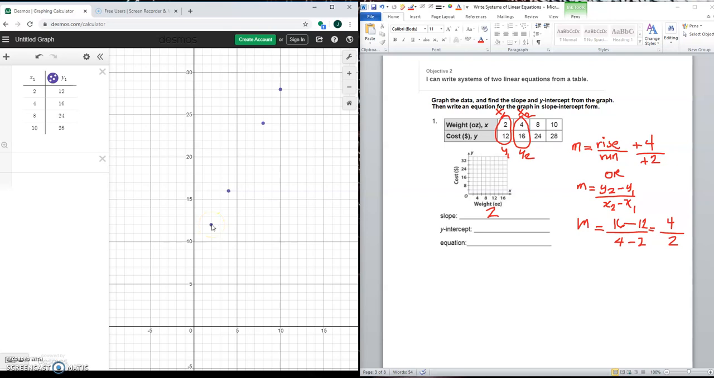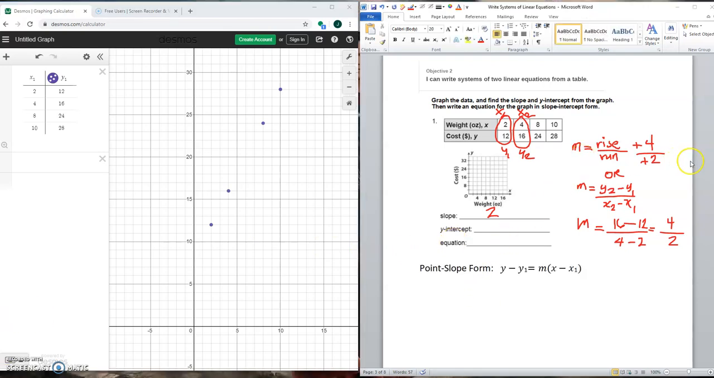So I can have 2 down and 1 to the left, 2 down and 1 to the left. It ends up here, which I believe is 8. But we are going to confirm that by using the equation.